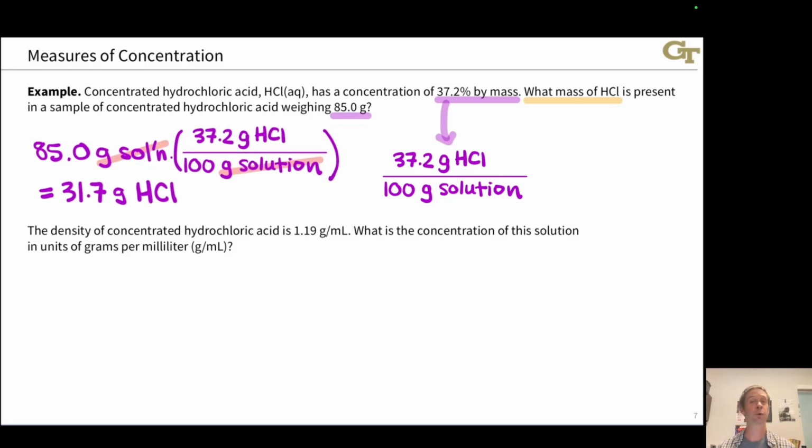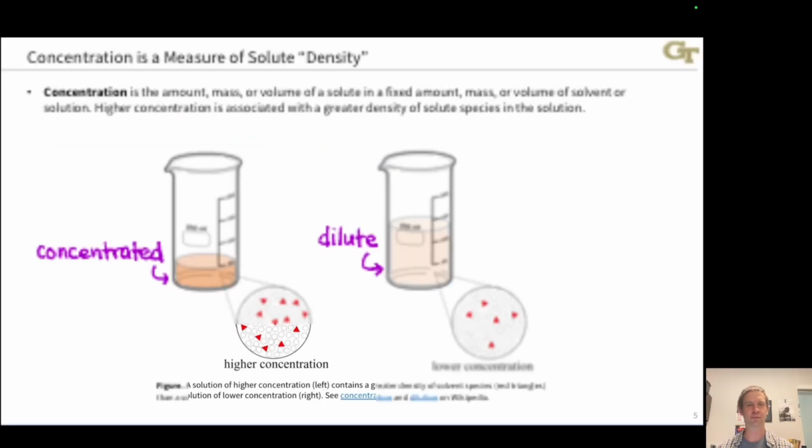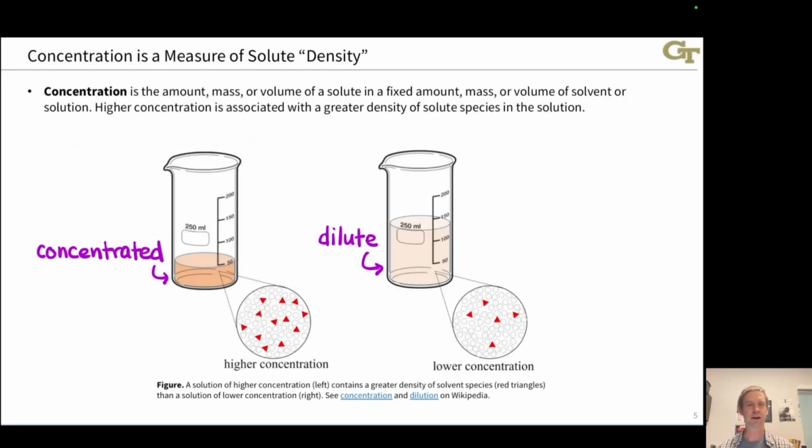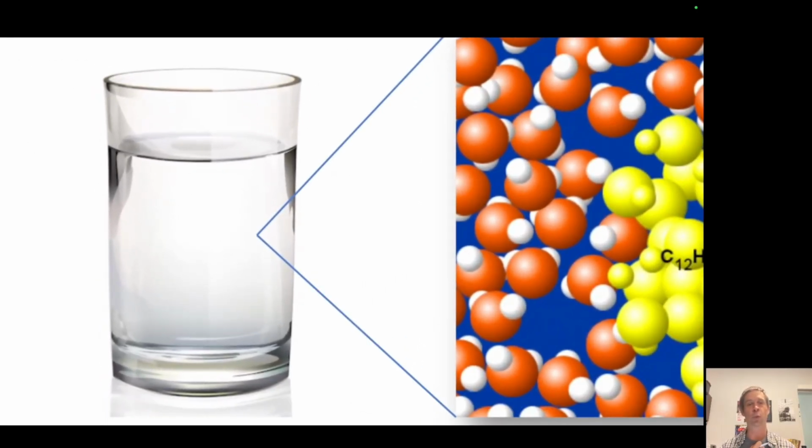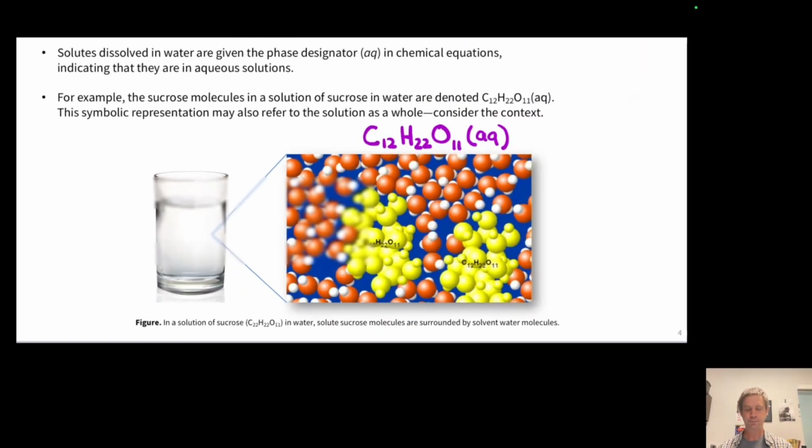This means for the solution as a whole, if I back up to our macroscopic picture of a solution, for this solution as a whole, the density is 1.19 grams per milliliter. If I'm looking at a milliliter here, the mass of it is 1.19 grams. Okay.